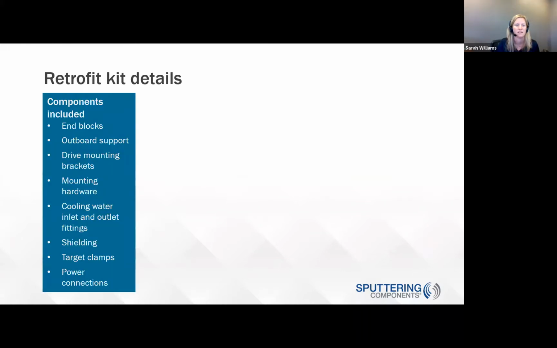So when we look at the retrofit details, this slide's just showing you what you get in the kit. You can see the main components include obviously the M blocks, outboard support, drive mounting brackets, mounting hardware, the water cooling fittings, shielding, the target clamps. The SCI proven target clamps fit all target designs, no matter what the supplier, and the power connections to hook up to your existing power connection.